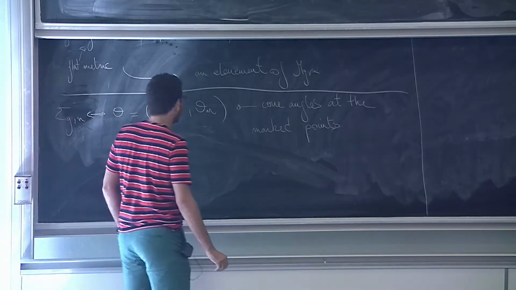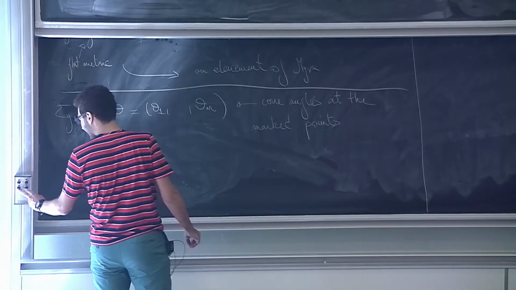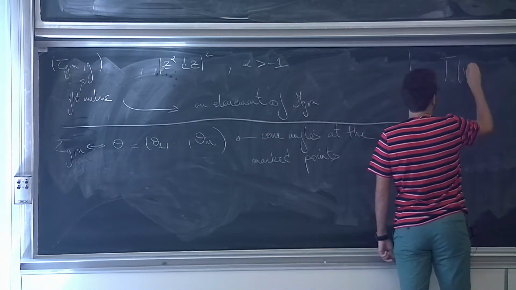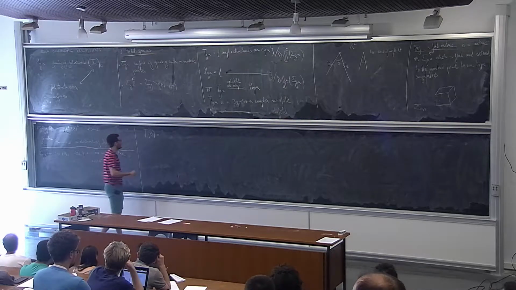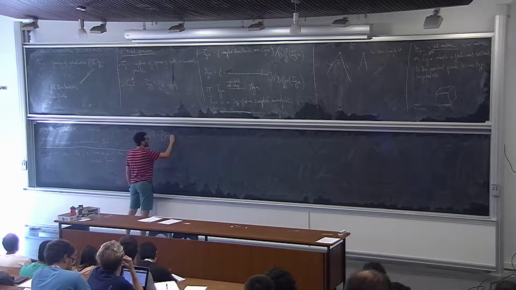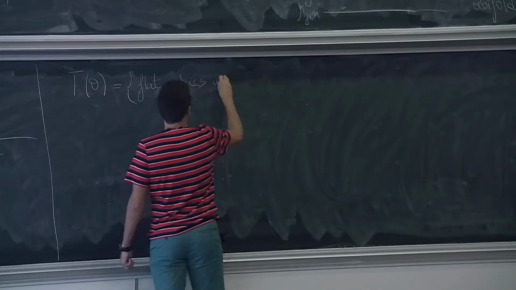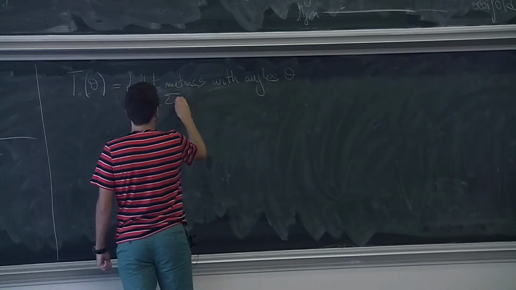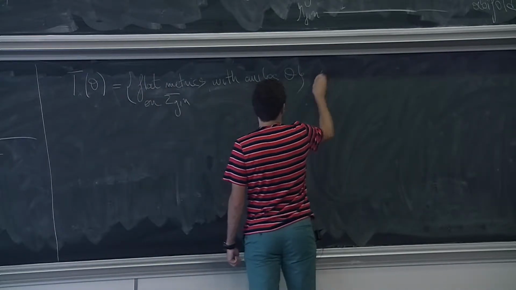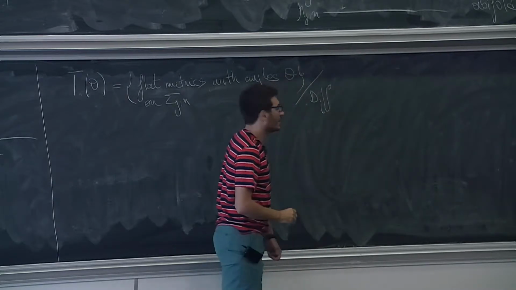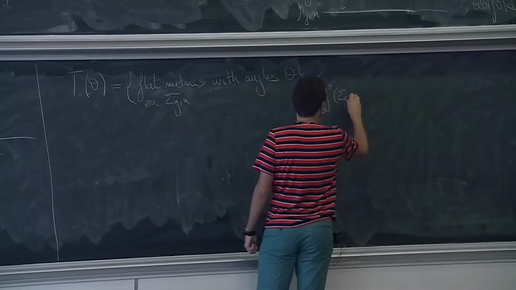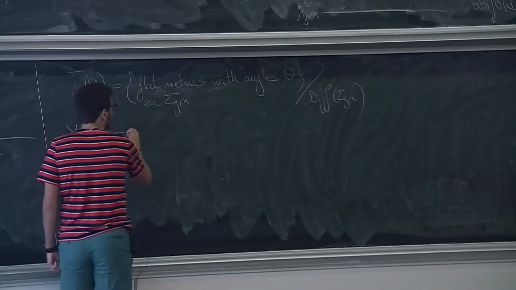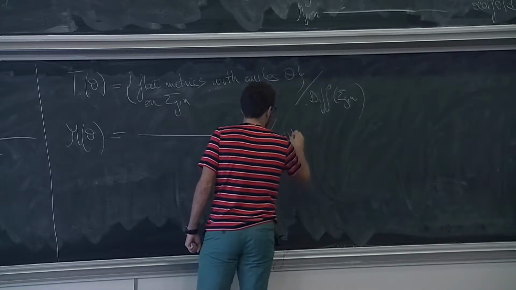And with that in mind, I want to define T theta in the same way I define the moduli space, which is the set of flat metrics with angles theta on sigma g,n, mod isotopic to identity diffeomorphisms, and M theta, so T stands for Teichmüller, and M stands for moduli space. It's the same thing, but mod orientation preserving diffeomorphisms.